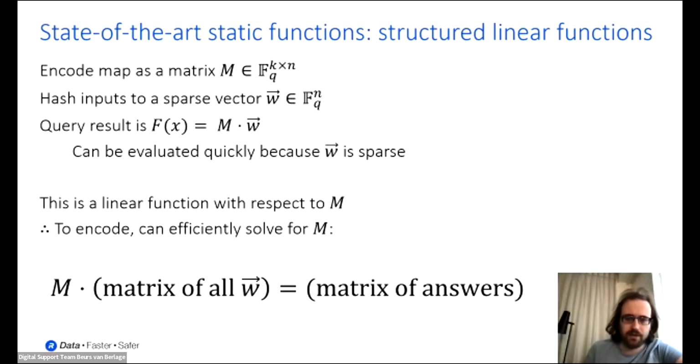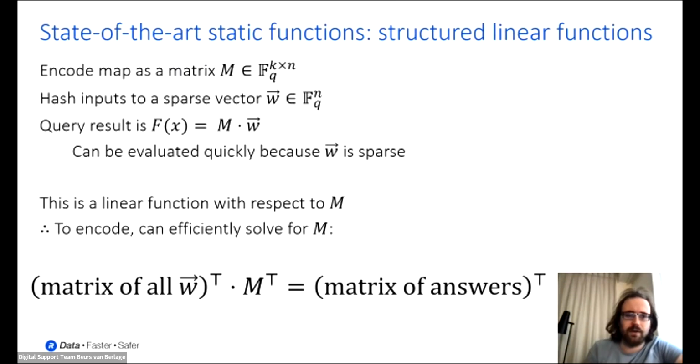Well, we have these constraints on M, which is that it has to give the right answer for all of our predetermined inputs. So in other words, M times each W must be the corresponding answer. We can combine these into one linear system. M times the matrix of all the W's gives the matrix of all the answers. This is an affine equation with respect to M, so we can solve it, putting M here on the right and giving this transposed equation.